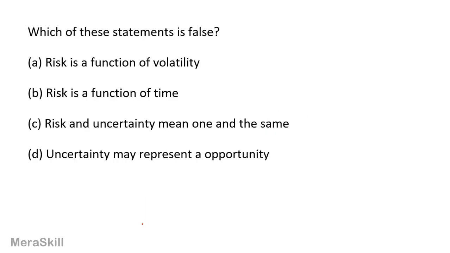Which of these statements is false? A. Risk is a function of volatility. B. Risk is a function of time. C. Risk and uncertainty mean one and the same. And D. Uncertainty represents an opportunity. Risk is a function of volatility. It is a function of time. Uncertainty may represent an opportunity. Risk and uncertainty are not one and the same. So the correct answer is C, because this is a false statement.